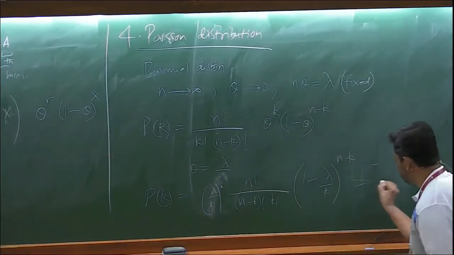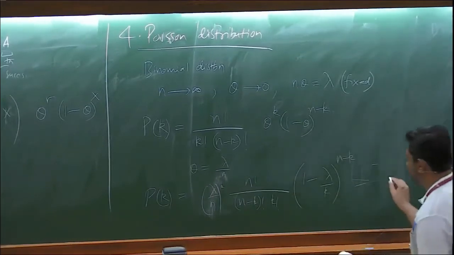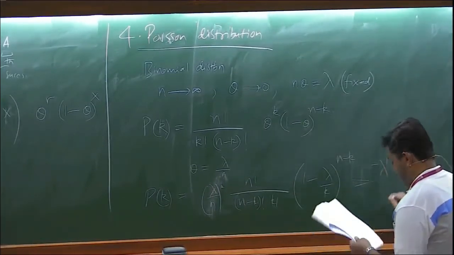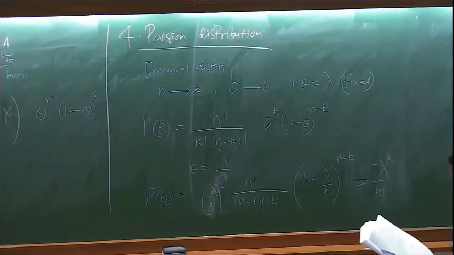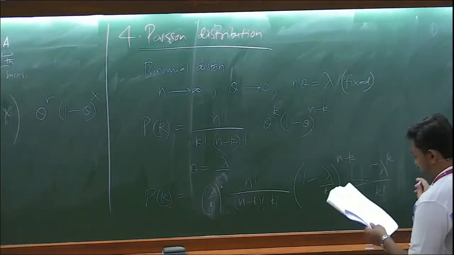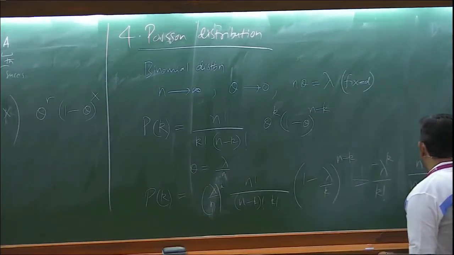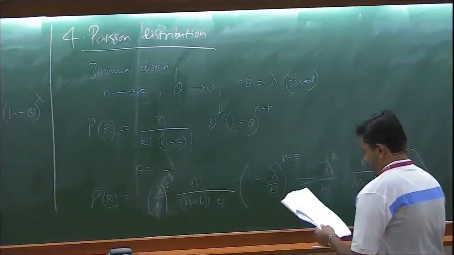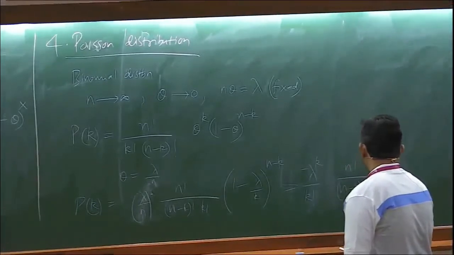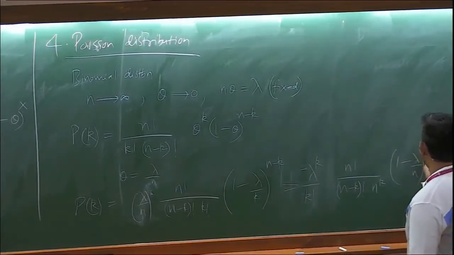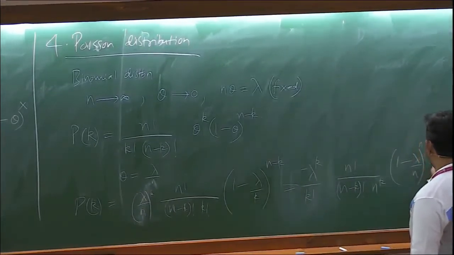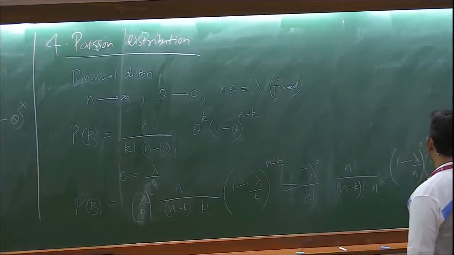So you can just play around with some algebra and get the following. You'll get lambda to the power k by k factorial, which is what comes out nicely. And then you have the remaining thing: n factorial by n minus k factorial and n to the power k, and then 1 minus lambda by n to the power of n, and 1 minus lambda by n to the power of minus k.